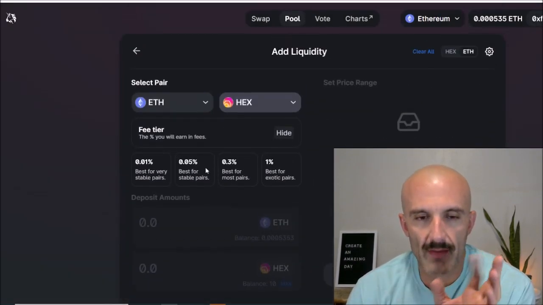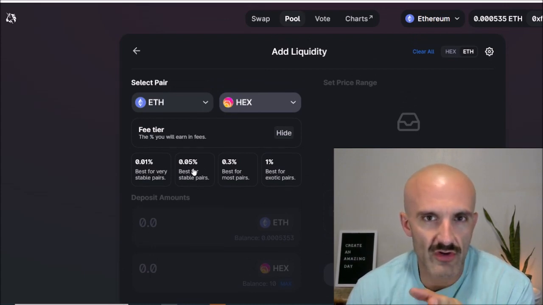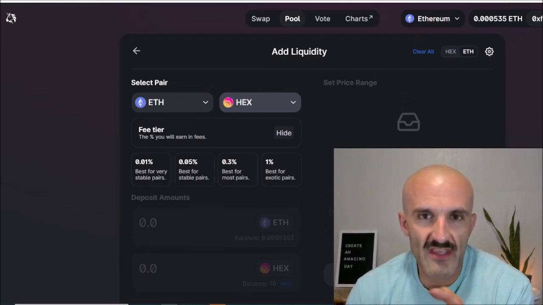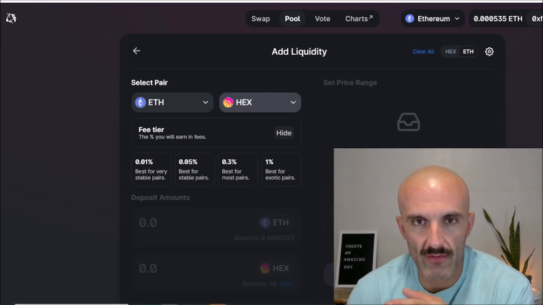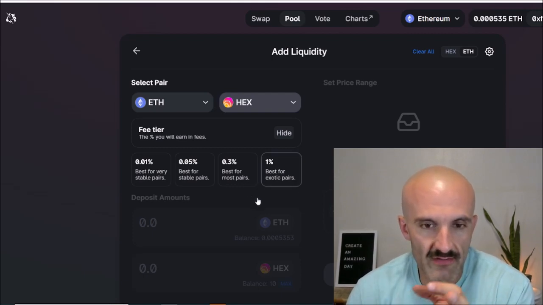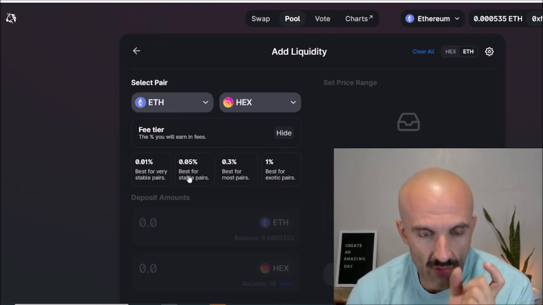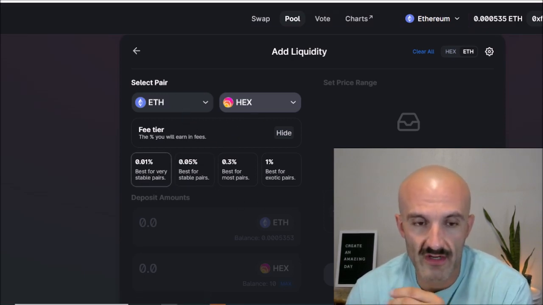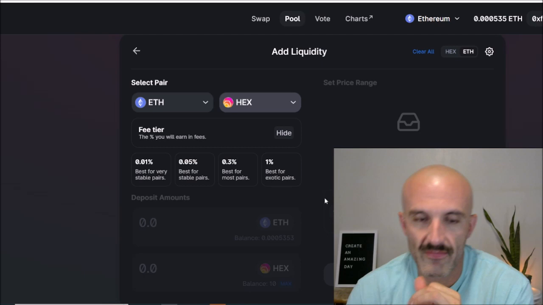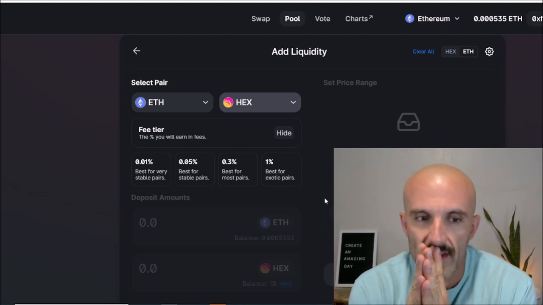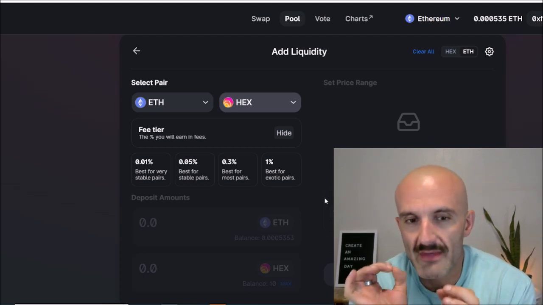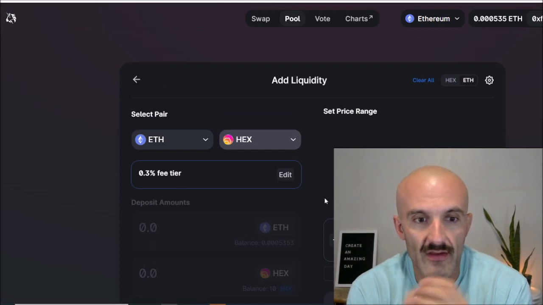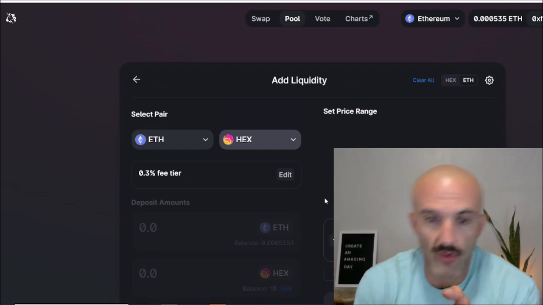Now, Uniswap has different pools that you can create based upon the fee charged in that pool, right? So they have a 1% fee between ETH and Hex, a 0.3% fee between ETH and Hex, a 0.05% fee between ETH and Hex, or a 0.01% fee between ETH and Hex. Now, when you look at these, you may be tempted to go with the 0.3%.